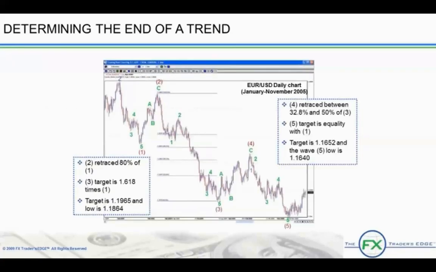We have already seen this slide. The wave 5 target is in equality with, meaning the same length as, wave 1, which takes us to within 12 pips of the actual wave 5 price. In the next slide, we will come up with the internal subwave price target by looking exclusively at subwave 5 of the 5-wave sequence, just like we did in the channeling example.